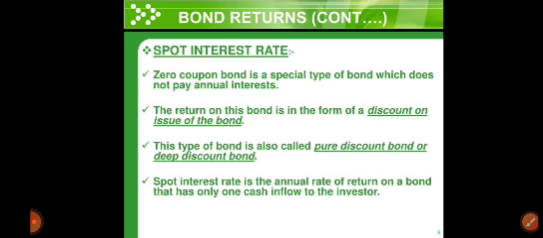Bond return: coupon rate. It is a nominal rate of interest fixed and printed on the bond certificate. It is calculated on the face value of the bond. It is the rate at which interest is payable by the issuing company to the bondholder.